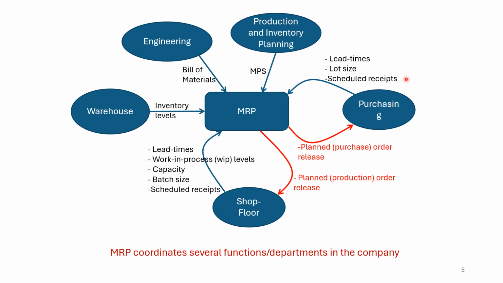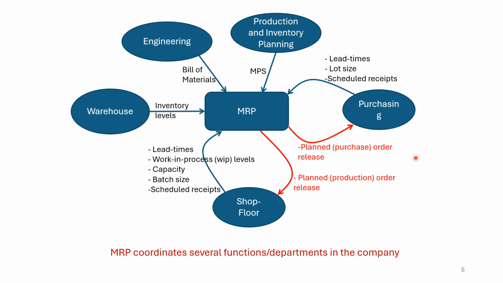It tells us if we order a particular part, how long will it take to come? The lot size, what are the minimum batch sizes in which parts need to be ordered, and so on. So the purchasing team gives a lot of inputs to the MRP, and the MRP in turn gives a lot of outputs to purchasing regarding what should be ordered and when.